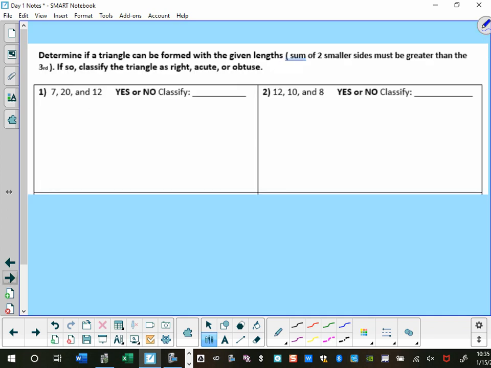Alright, so determine if a triangle can be formed with the given lengths. We're also going to check to see that it even is a triangle. If it is, you're going to classify the triangle as right, acute, or obtuse. Alright? So, 7, 20, and 12.